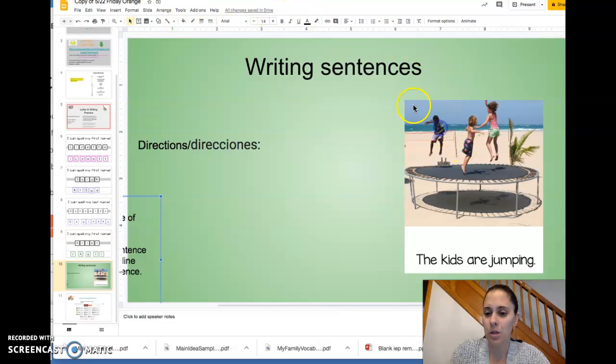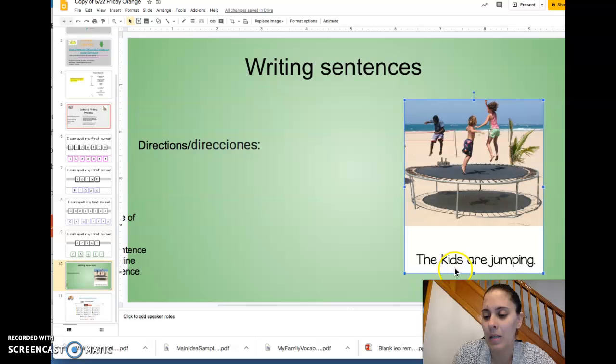So this picture, boys and girls, what do you see? I see two boys and a girl, and look at this thing, they're jumping on something. They're jumping on a trampoline. So this sentence says, the kids are jumping. This sentence describes this picture. The kids are jumping. So now I want you to write the sentence from a model.